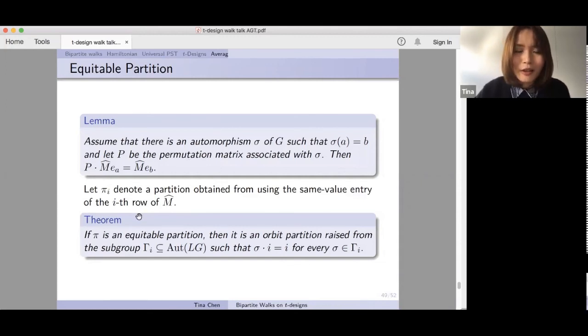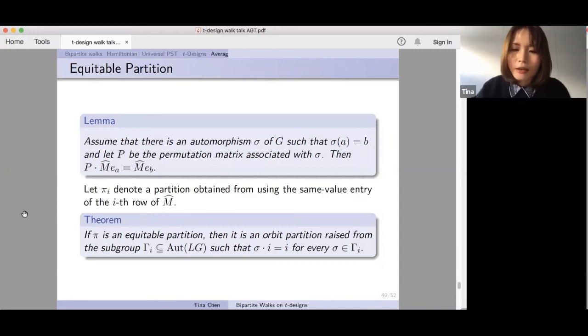And right now, we are going to introduce a way to get partitions based on our average mixing matrix. That is, if we pick the i-th row of the average mixing matrix and look at the entries, if two entries have the same value, then they will be in the same cell. So each row of the average mixing matrix will give us a partition.